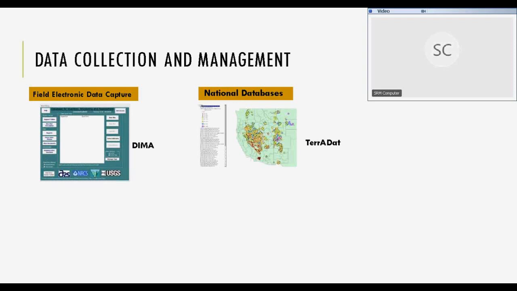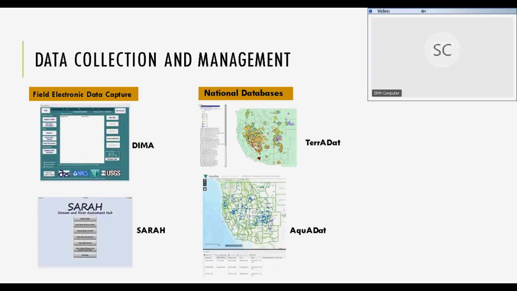On the terrestrial side, we have the Database for Inventory, Monitoring and Assessment, which is an Access database. It has the ability to store a number of methods beyond the AIM core, but all of the AIM core are collected and stored over the short term in DIMA. Eventually, we move those data from DIMA into a national geodatabase called Terrestrial.